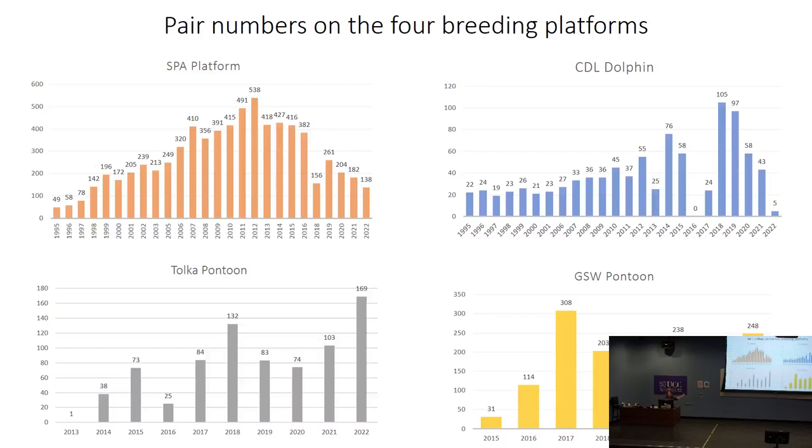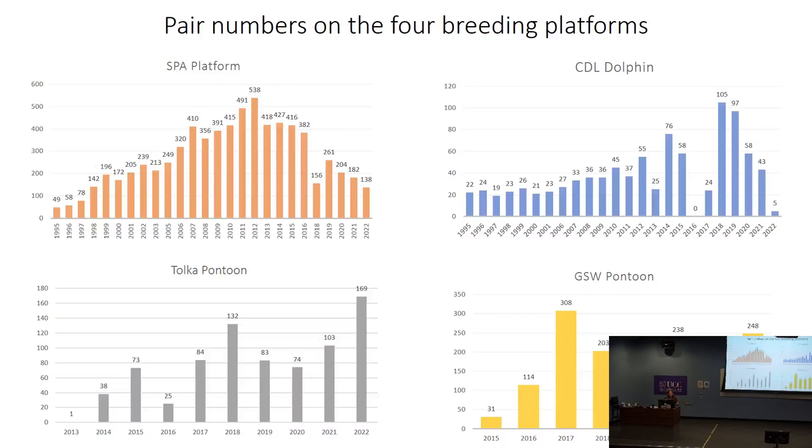Coming down to the bottom left, that's the Talca pontoon. Talca pontoon has been a bit of a mixed bag. It's been hit quite hard by rat predation over the years. However, this year we had a big bump in numbers. Two possible reasons for this. Last year in 2021, some modifications were made to the platform to stop rats from hopping onto the platform and having a snack.